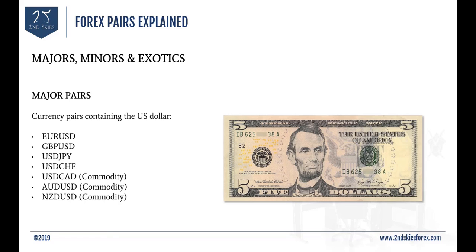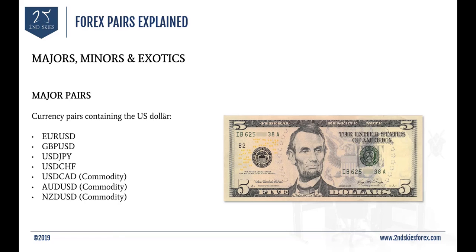So major pairs are any of the G10, generally it's considered that any of the G10 countries containing the US dollar. So, for example, GBP USD is considered a major because it's one of the G10 countries and it has the US dollar in it. GBP, Great British Pound to the US dollar. USD JPY, dollar yen. USD CHF, dollar Swiss franc. USD CAD, which is a commodity currency. Aussie US dollar. Kiwi, New Zealand dollar versus the US dollar.